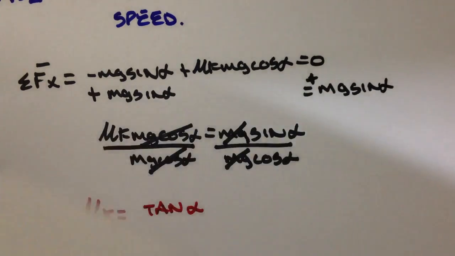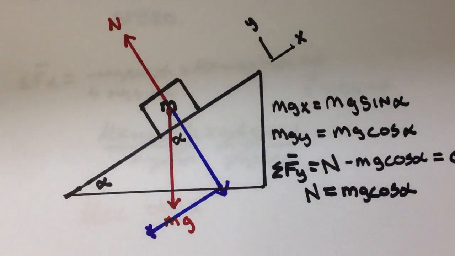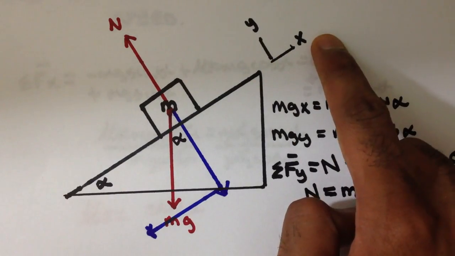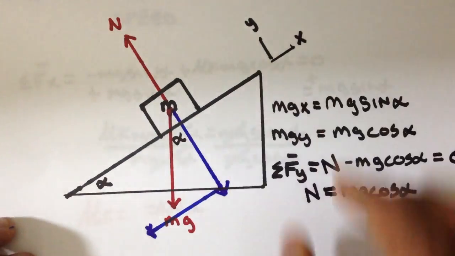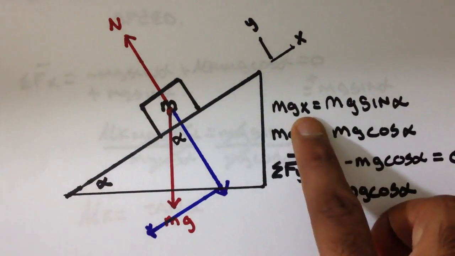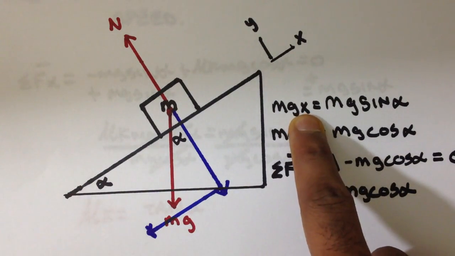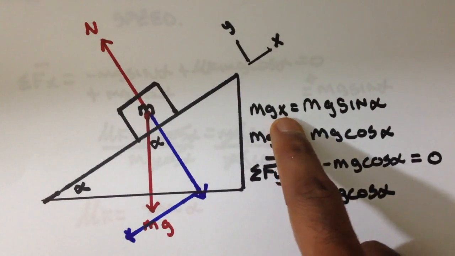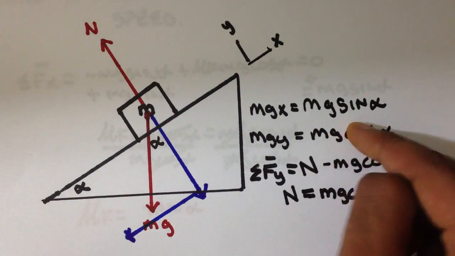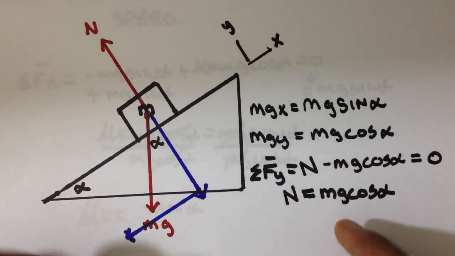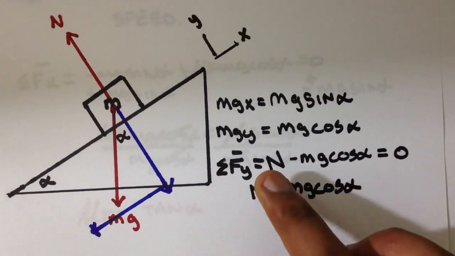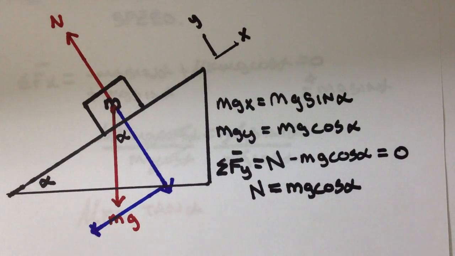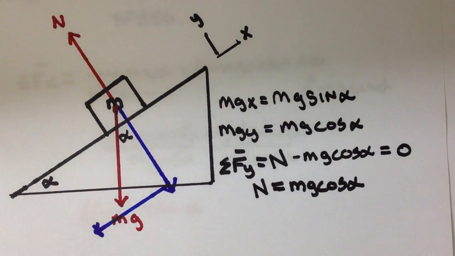But before case 1, I would like to show you the inclined plane itself. We have chosen a coordinate system. The positive x and positive y directions are parallel and perpendicular to the plane. The component of weight parallel to the plane, or the x component, is always given by mg sine alpha. mg y, or the component of weight in the y direction, is always given by mg cosine alpha. The normal force on an inclined plane is always given by mg cosine alpha.